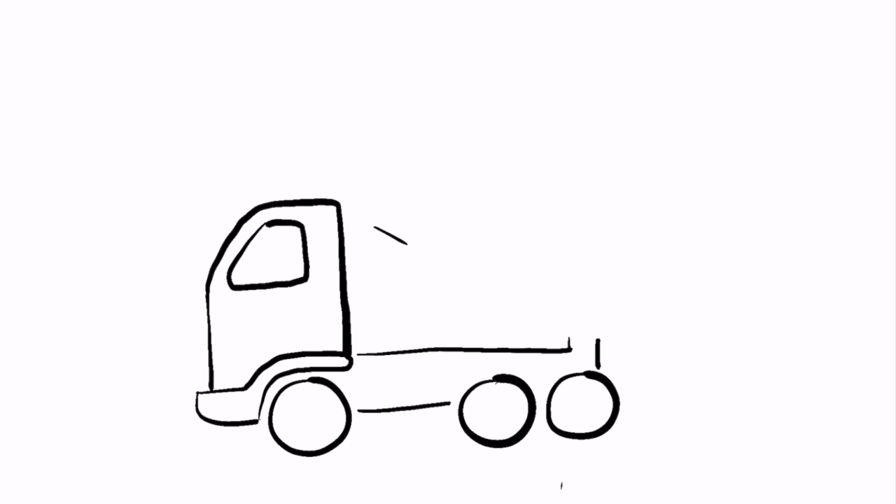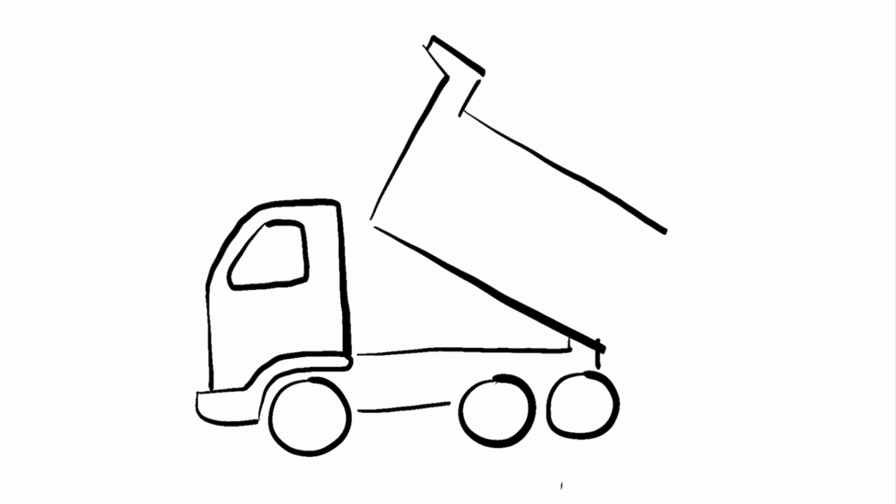To start off the truck bed, draw a line at an angle behind the cab. Add a lip on top with some lines like this, followed by a big box shape to close it all out.